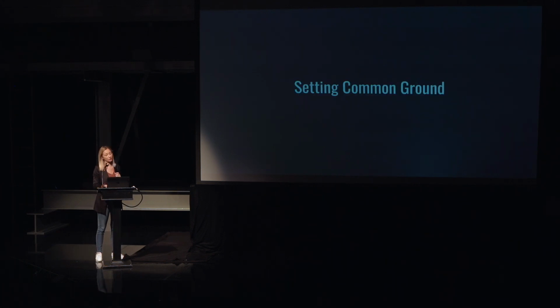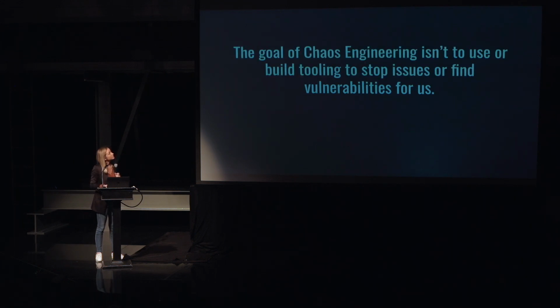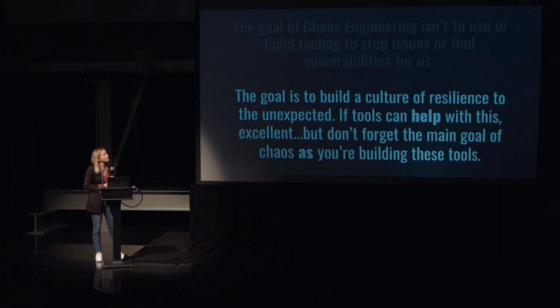So let's set some common ground before we go into the before phase. The goal of chaos engineering isn't to use or build tooling to stop issues, to find vulnerabilities for us. It's to build a culture of resilience to the unexpected. If tools can help with this, excellent, but don't forget about the main goal of chaos as you're building these tools. Based on Corey's talk this morning and that story I was telling about the person that couldn't find that dashboard, if we could put someone in a situation where they even had to look for these dashboards, they could test those things before they were in the heat of the moment.